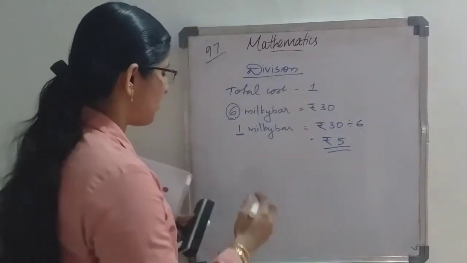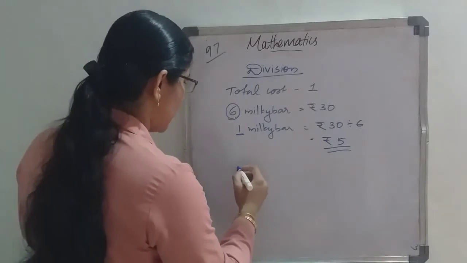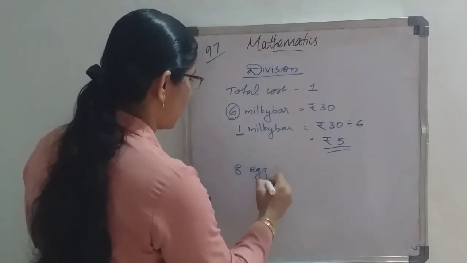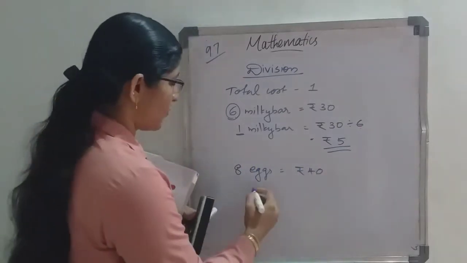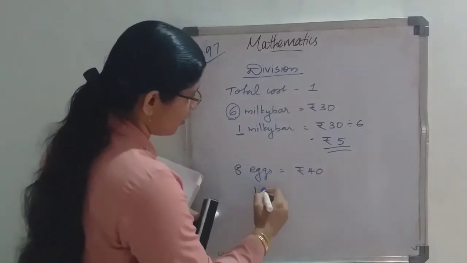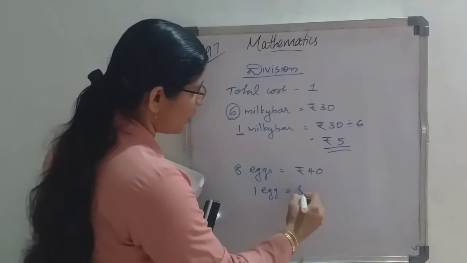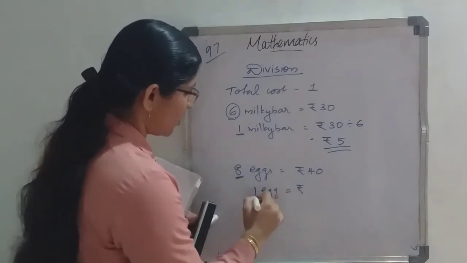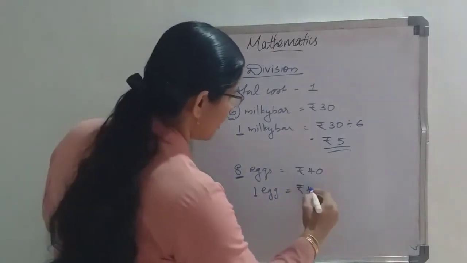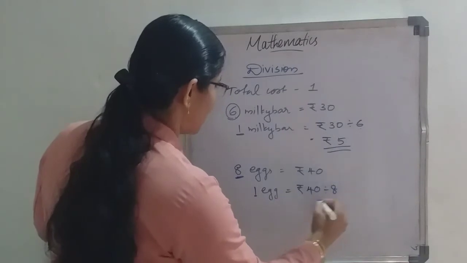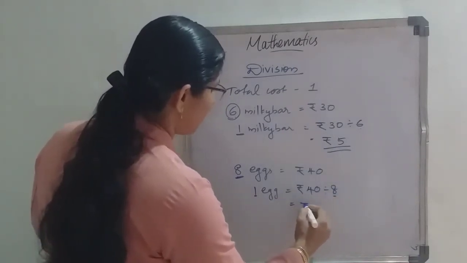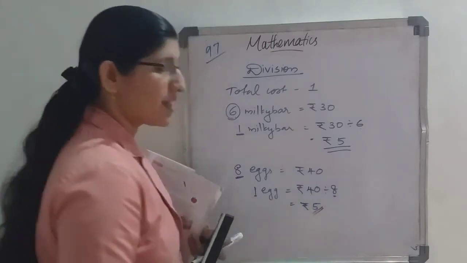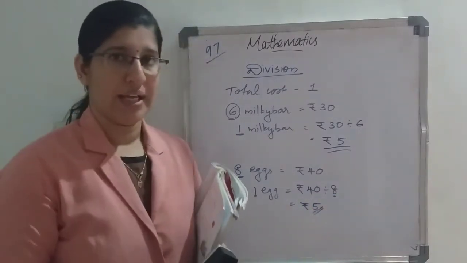Clear? One more example I will show you. 8 eggs cost 40 rupees. So what is the cost of 1 egg? The total number is given, you need to find out 1, so you need to do the division. So 40 divided by 8. In the multiplication table of 8, we got the answer 40 by multiplying with 5. So here also the answer is 5 rupees for 1 egg.